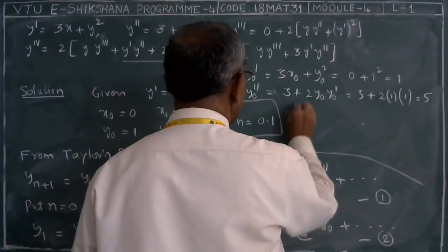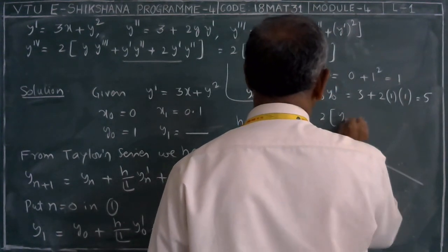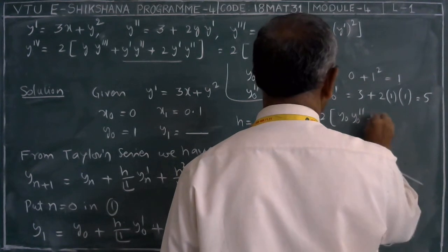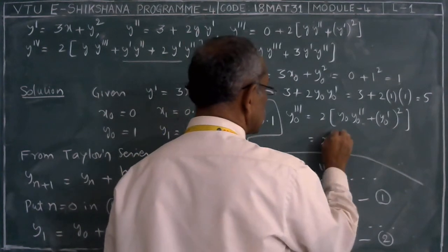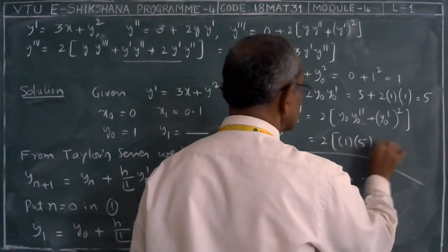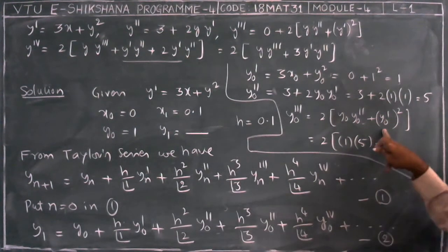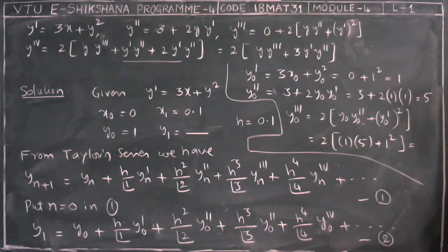Then y naught triple dash is 2 into y naught y naught double dash plus y naught dash whole square. So this is 2 into y naught is 1, y naught double dash is 5, plus y naught dash is 1, so 1 square. If you compute this, y naught triple dash, you get 12. Use calculators to calculate these values.